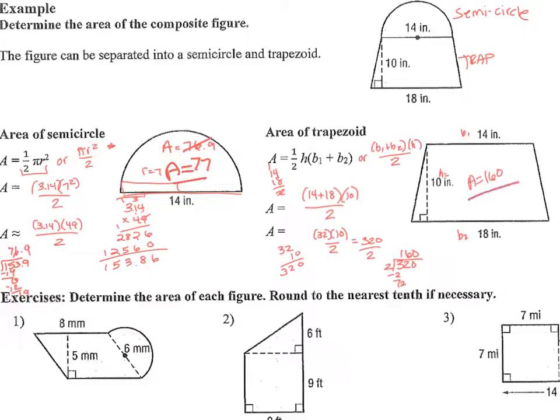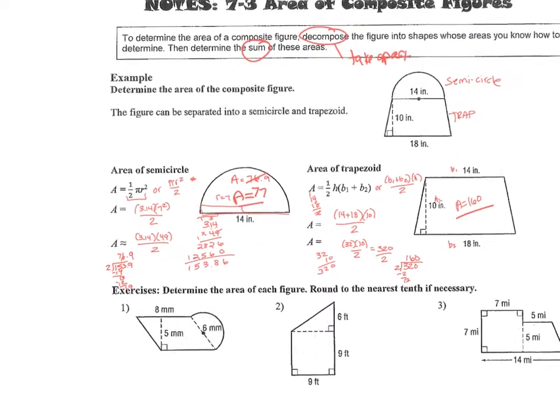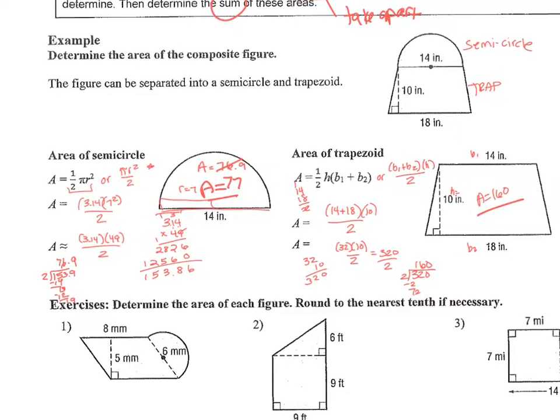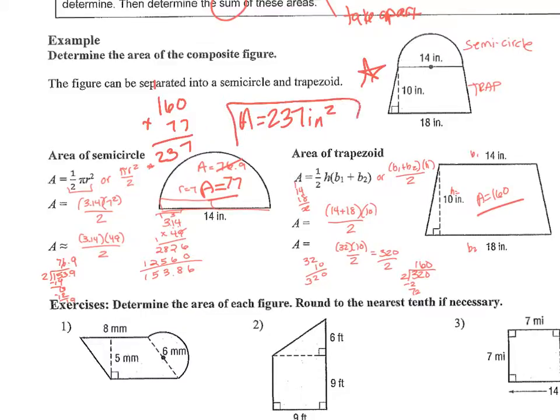I've got the area of my trapezoid. So to get the area of the whole shape up here, we've got to add those two areas together. So 160 plus 77, and I'll come up with my answer. 237. Good. That's a lot of numbers. 2, 3, 7. So 237 inches squared altogether.